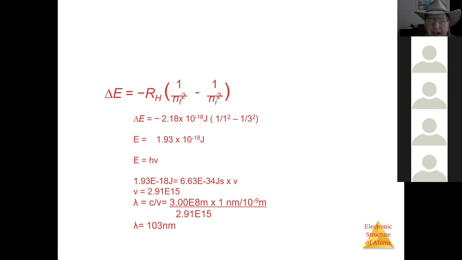So we plug the energy into E is equal to h nu. We divide the energy by Planck's constant. We get a nice frequency of 2.91 e to the 15th. If we wanted to, we could change that into the wavelength by taking the speed of light, changing it to nanometers, and dividing it by the frequency, and we end up with a lambda that looks like that.